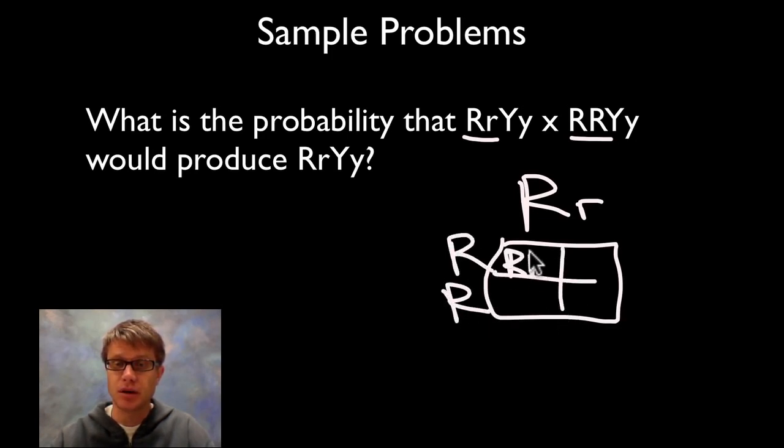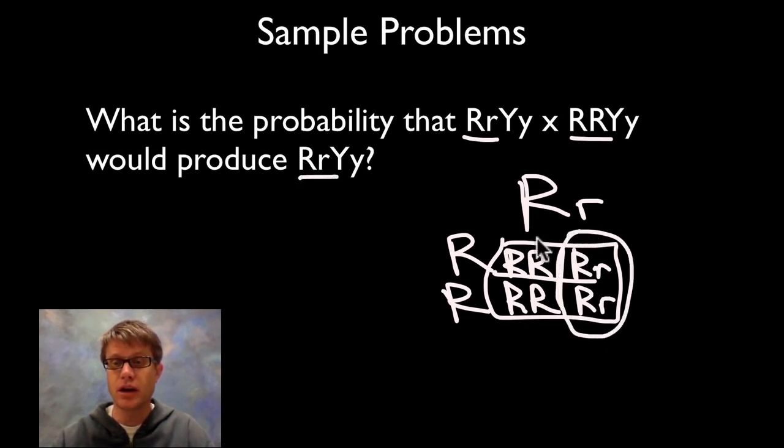And so that's going to be big R, big R, big R, big R. Big R, little r, big R, little r. So the odds that we're going to produce this, you can see, is a 2 in 4, or a 1/2 probability. So you just write 1/2 underneath this one.